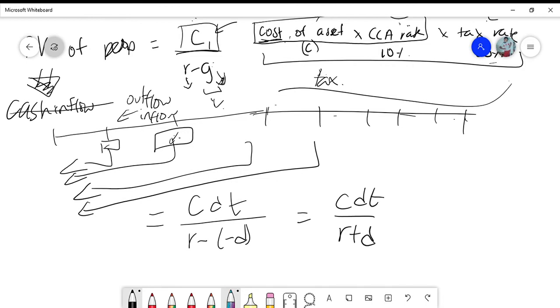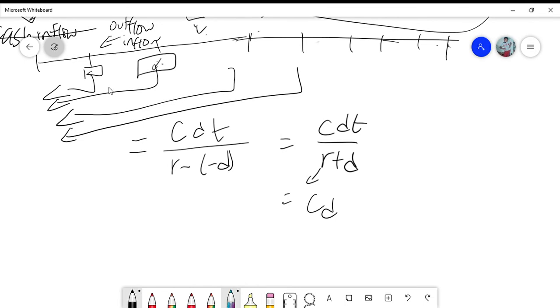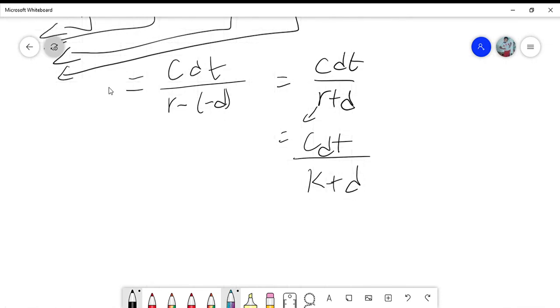Only thing is, they're using the letter K here for some reason. I don't know why. Maybe K for capital, I guess. But it's literally the same thing, just like the discount rate probably. They don't say anything else about K. So it's probably just a discount rate, whatever. So it's K plus D. Okay, so basically this is the thing.